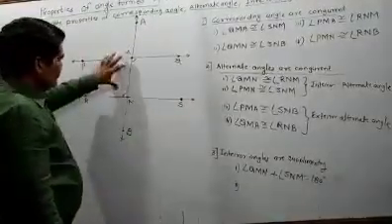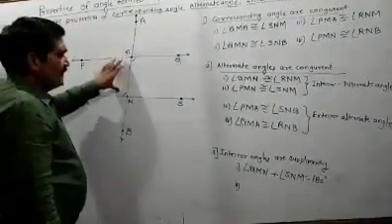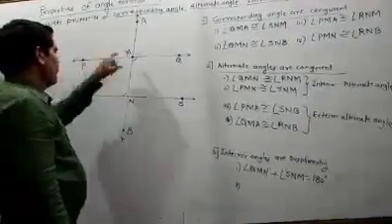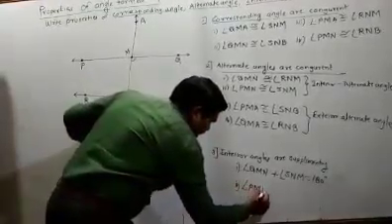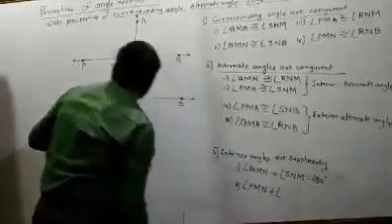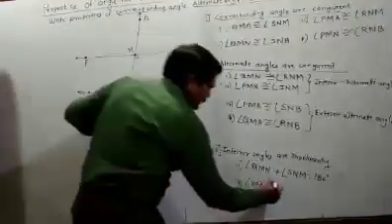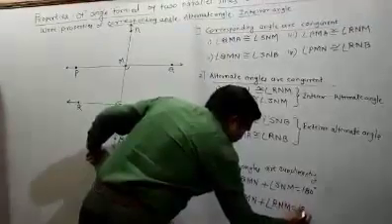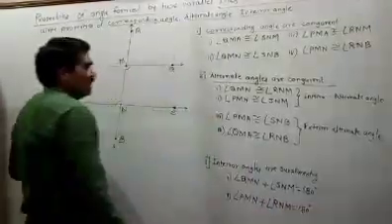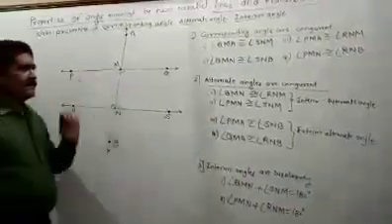Then on this side, these interior angles, you have to read angle PMN plus angle RNM is equal to 180 degrees. In this way, you have to utilize this figure.